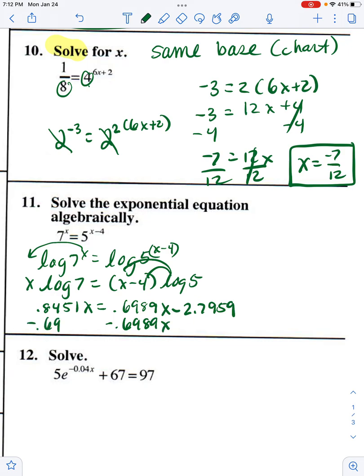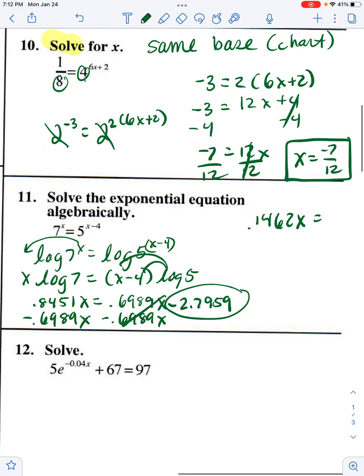So I bring these over because they're x's. I bring them over with the other x's, combining like terms. So I'll have my 0.8451 and I'll subtract the 0.6989. And then I'm at 0.1462x equals this number that was still out here. Oops, I didn't really leave very much space. Let me try again. What did I say? 0.1462x equals negative 2.7959. And I forgot my x.